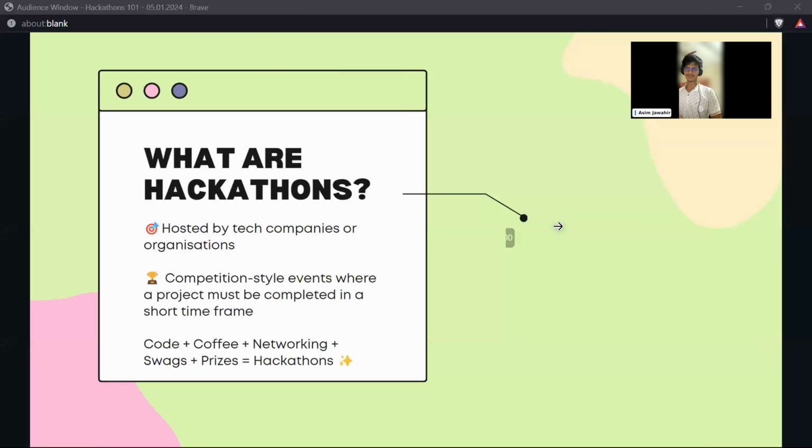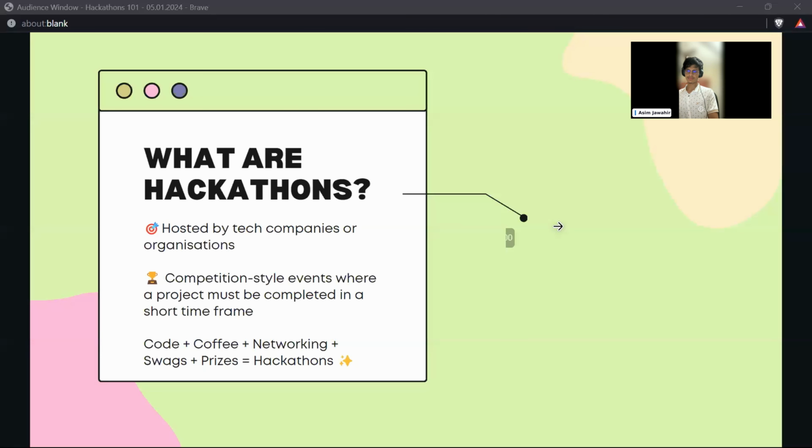Then we'll talk about what hackathons are. These are generally hosted by companies or organizations, and it's basically a competition where you're supposed to build a project in a short given period of time. There are lots of like-minded people there. You can meet a lot of people and build along with them. There are a lot of team building activities, a ton of good food, a lot of coffee, and a lot of swag and prizes that we'll come to. But the idea is that you build a cool project in a short span of time. It could be 24 hours, 36 hours, or 48 hours.